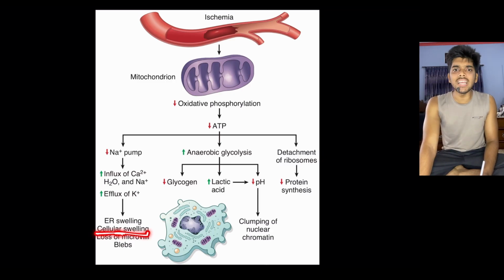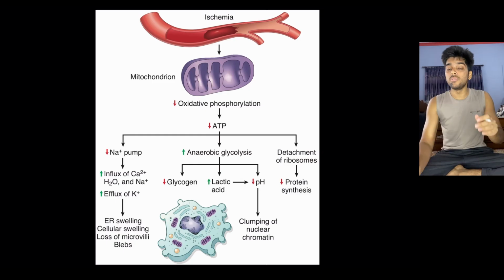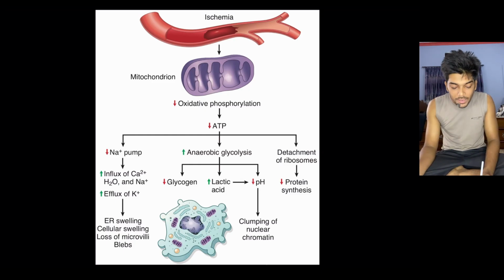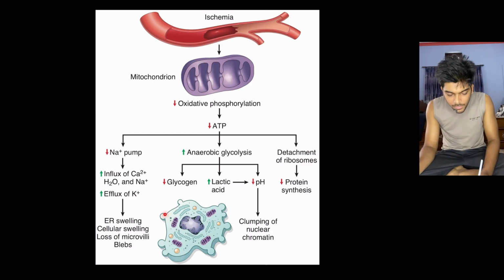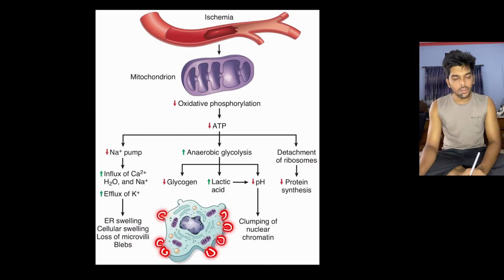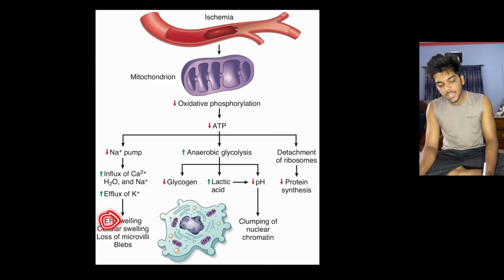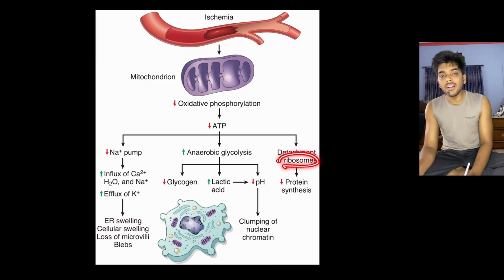It's not just the cell that swells up, even the cell organelle like endoplasmic reticulum swells up. After that, if the cell has microvilli, due to the swelling of the cell, the microvilli are lost as well. At certain points in the plasma membrane, there is formation of blebs like these. Blebbing takes place.